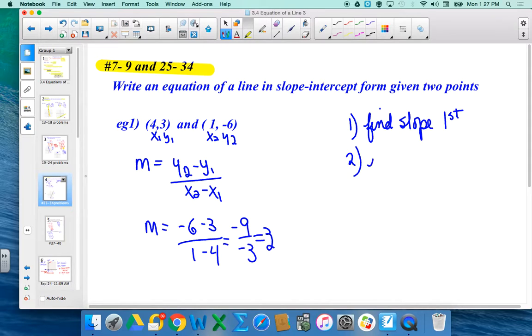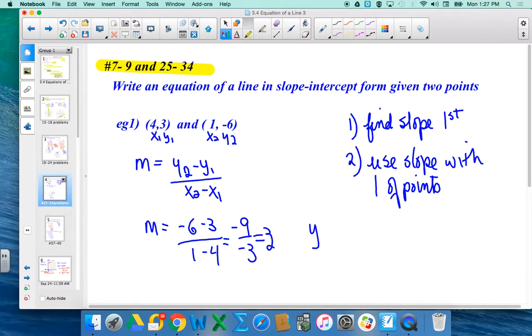The second step is you want to use the slope with one of the points. It doesn't matter which one, so which one do y'all want? 4, 3, or 1 and negative 6? 4, 3. 4 and 3.